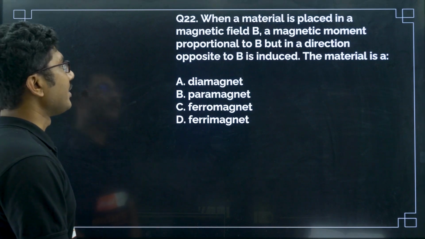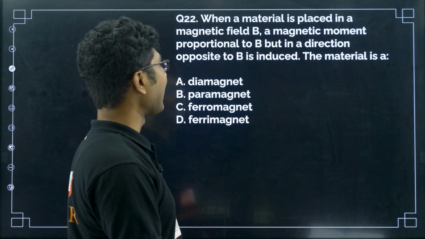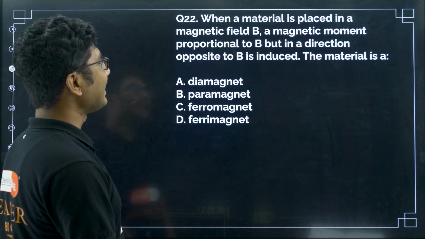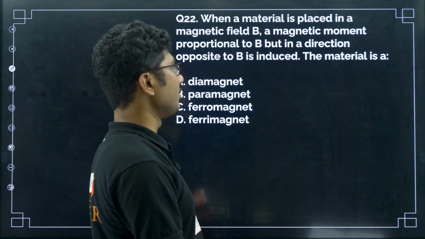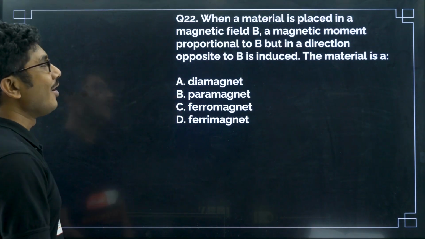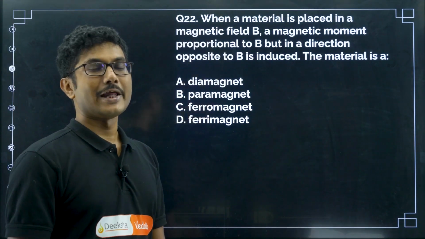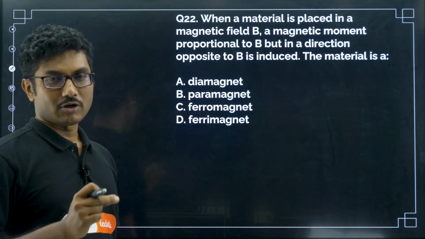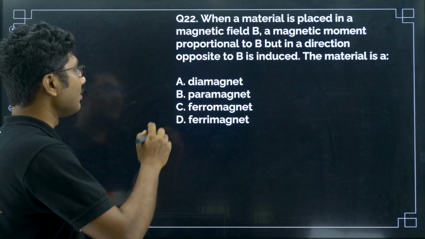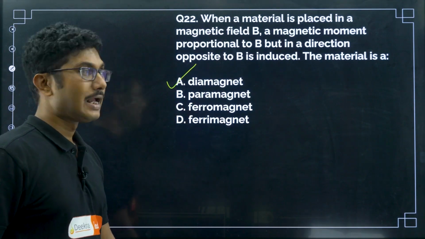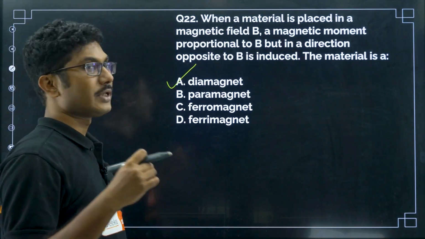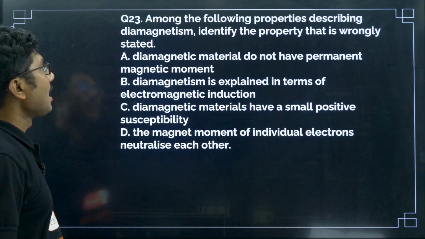Now question number 22. When a material is placed in a magnetic field B, a magnetic moment proportional to B but in a direction opposite to B is induced. The material is, obviously, when you place a material in a magnetic field, if it is paramagnetic there will be a small induced magnetism in the direction of the field, and if it is opposite to that, the only possibility is a diamagnet. In the case of a diamagnet, the induced magnetism is opposite to that of the magnetic field, right.